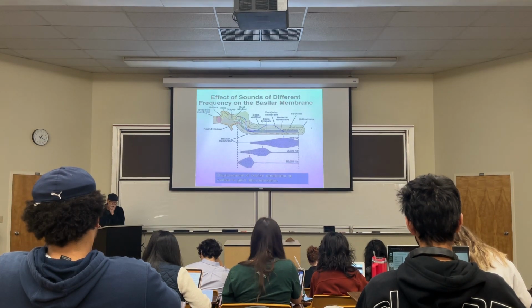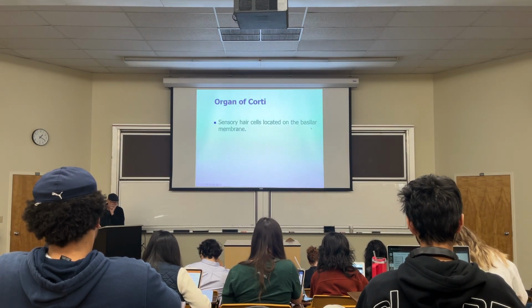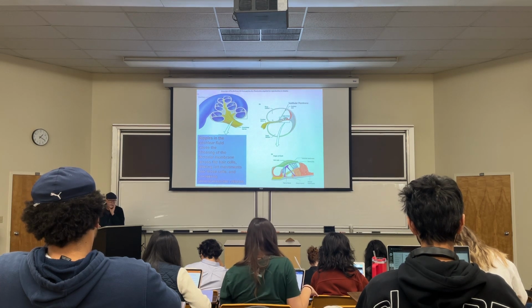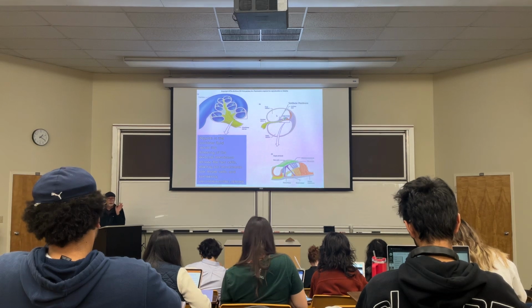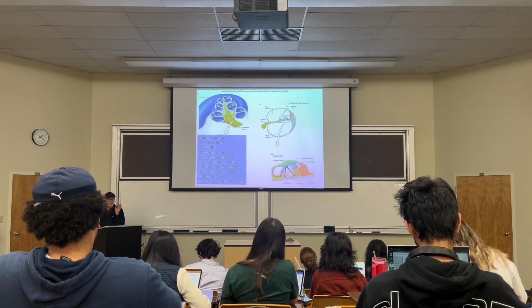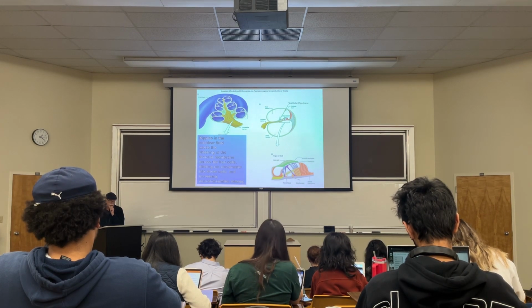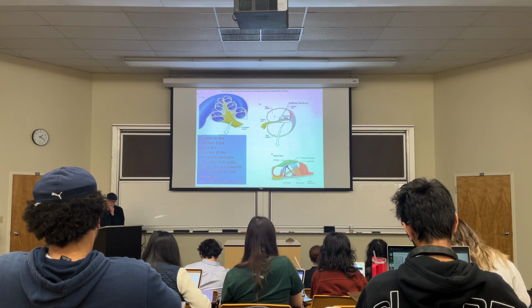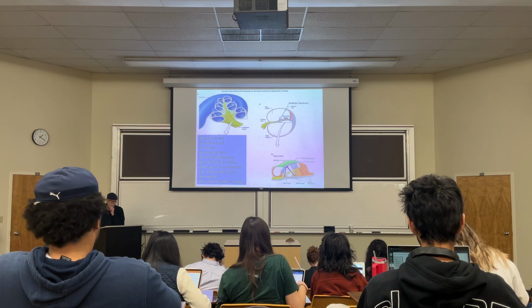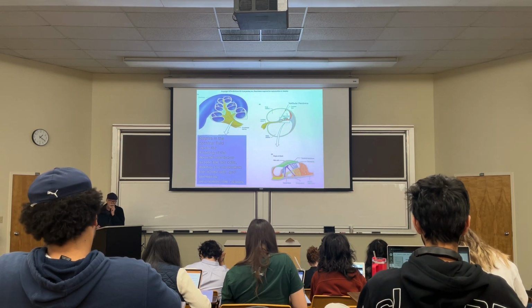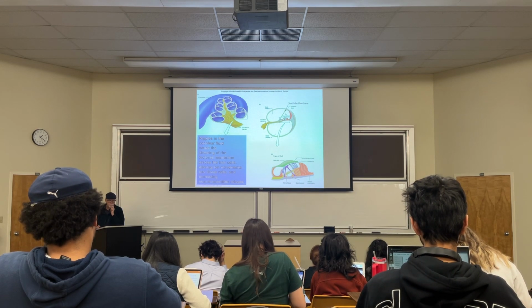Now, when we're looking at that, here we see the scala vestibuli. That's where the fluid waves originate from the oval window pistoning into it. This is the perilymph fluid in here. Here's our vestibular membrane, or Reissner's membrane. And here's our cochlear duct with endolymph fluid in here.